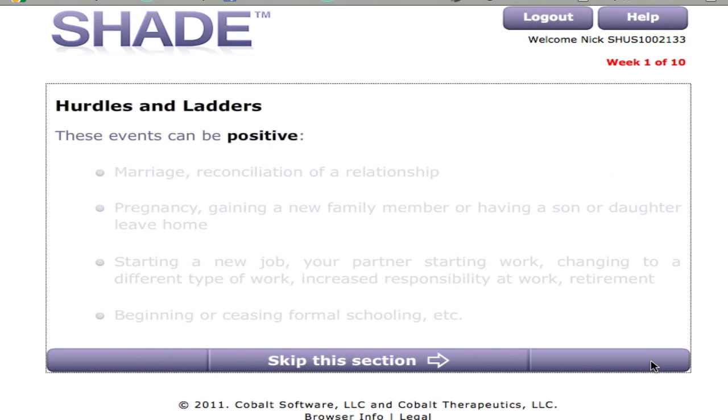These events can be positive ones, such as a marriage or a reconciliation of a relationship, a pregnancy, gaining a new family member, or having a son or daughter leave home, starting a new job, your partner starting work, changing to a different type of work, increased responsibility at work, retirement, or beginning or ceasing formal schooling.